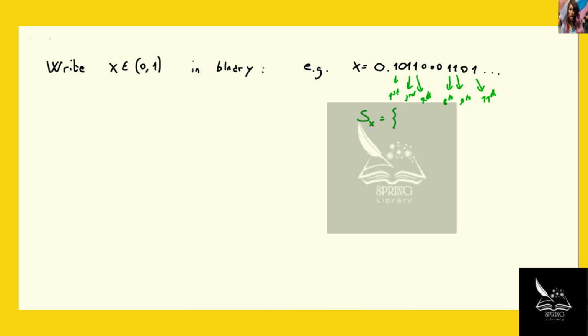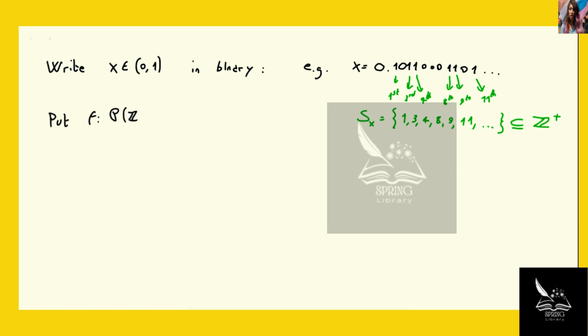So let's define a set S of x as the set containing the position of every one in the binary expansion of x. So in this case it would be {1, 3, 4, 8, 9, 11, and so forth}. And of course this is a subset of the set of positive integers.